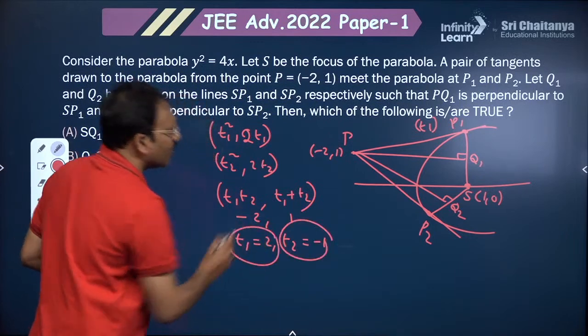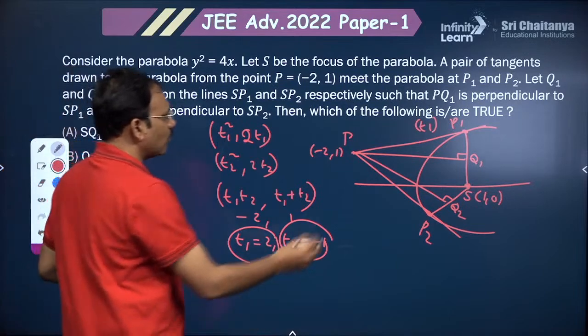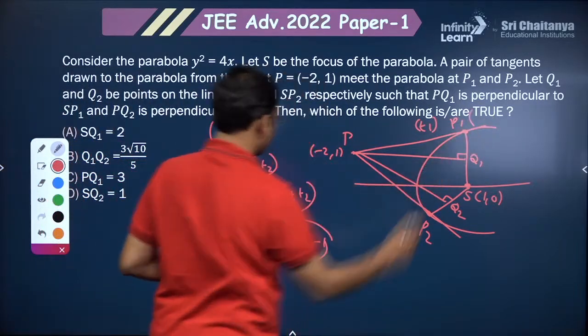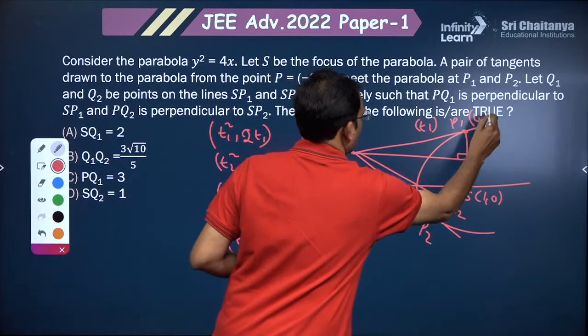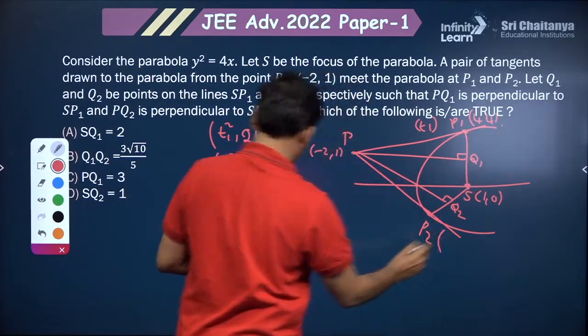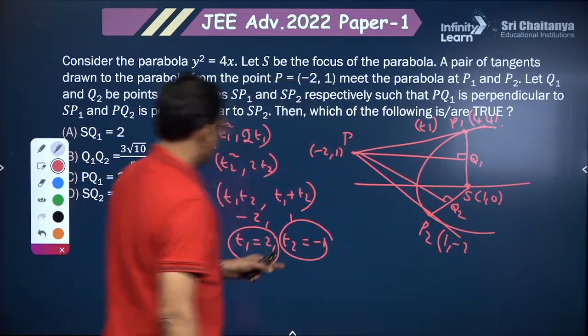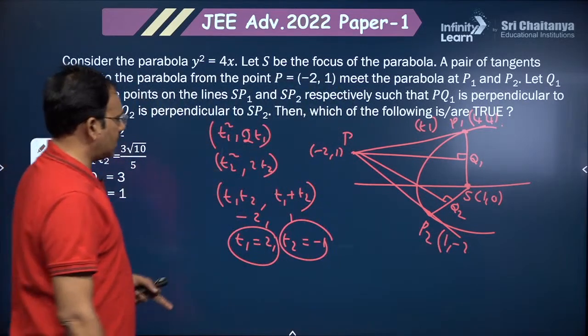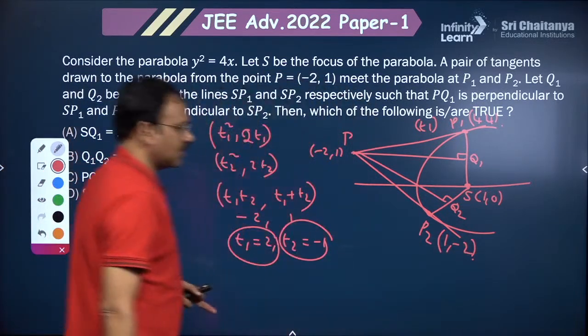So that means we got the points P1 and P2 clearly. P1 is going to be, we can say T1 is equal to 2, means it is going to be (4, 4). P2 is going to be, T2 is minus 1, means (1, -2). You are going to get that, right.